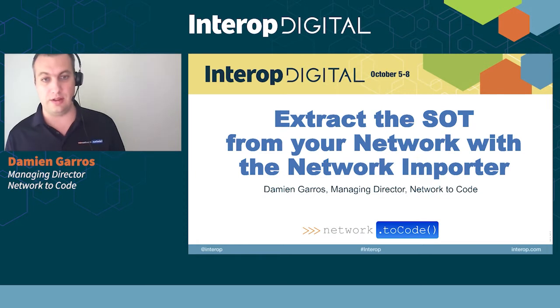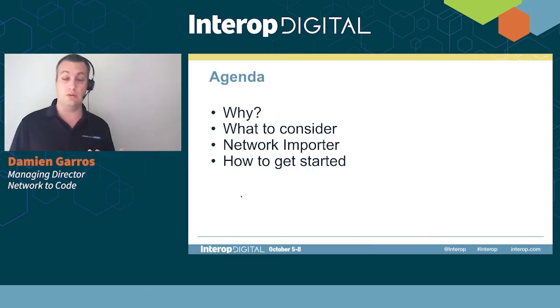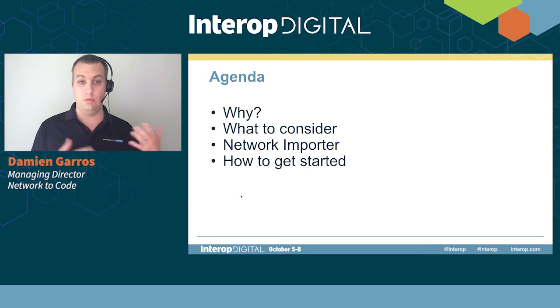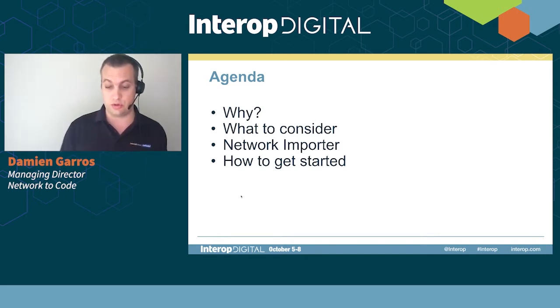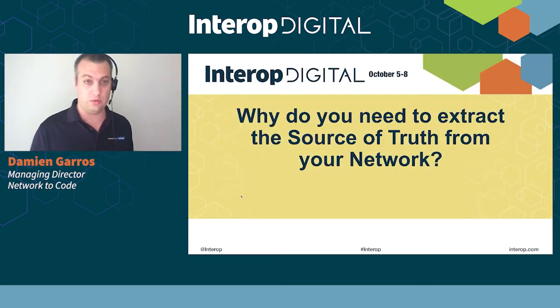So let's look at the agenda. First, we'll talk about why. Why do you want to extract the source of truth from your network? Then we'll move on to what you need to consider. What are the different challenges that are ahead of you if you want to get into this task? And then we'll look at some of the solutions that we apply in this Network Importer and how we are actually solving those challenges. And then to close the session, I want to explain how you can get started with this solution to import your own source of truth from your network.